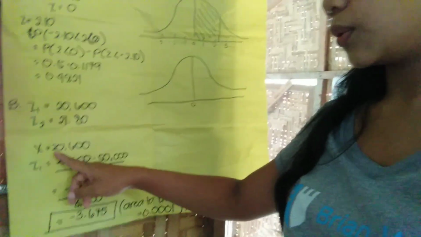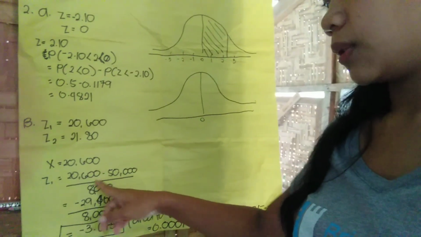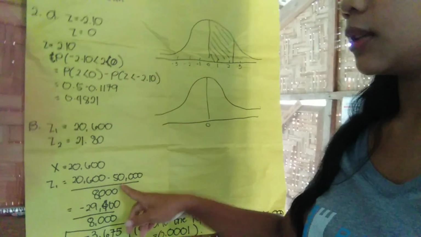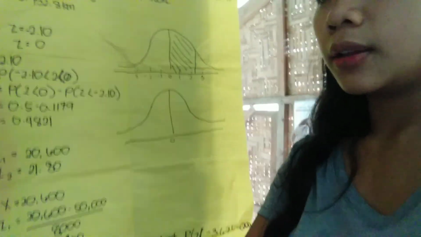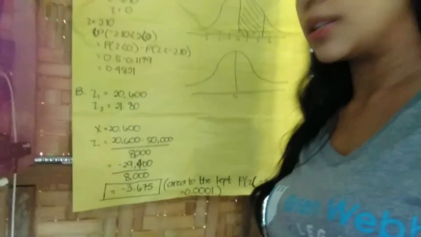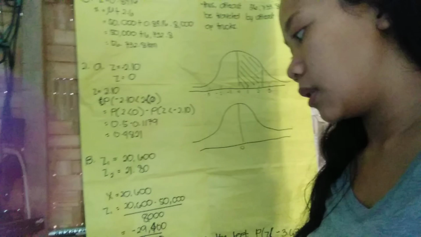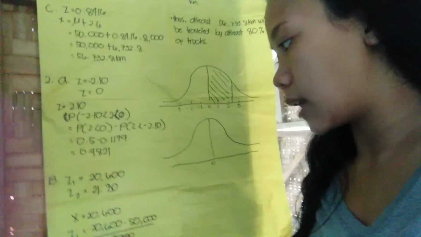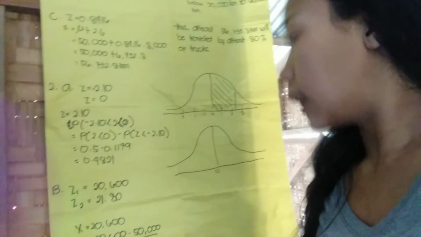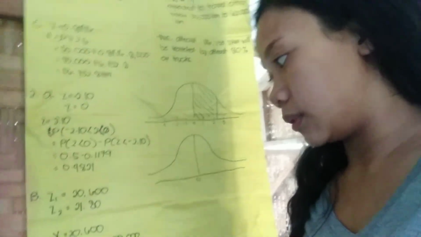Second problem is x equals 20,600. So we subtract it from our mean, which is 50,000. And then we divide it by our standard deviation. So 20,600 minus 50,000 is equal to negative 29,400. Then divided by the standard deviation, it equals negative 3.675.